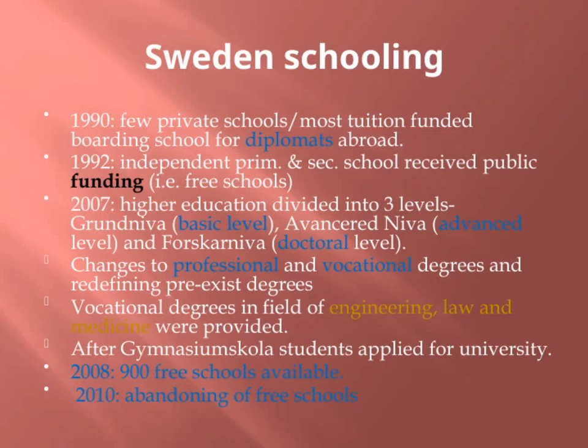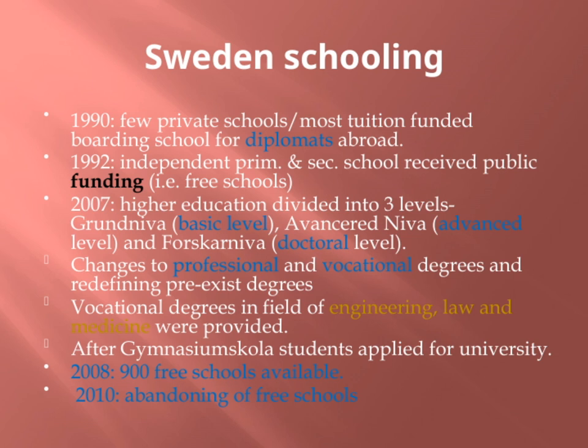Let's take a quick look at how Swedish education has evolved over time. Back in 1990, the landscape was quite different. There were very few private schools, and most students attended boarding schools abroad that were primarily funded by tuition, often for diplomatic families. Then, by 1992, we saw a significant shift with the introduction of independent primary and secondary schools that started receiving public funding, making them essentially free schools for students.